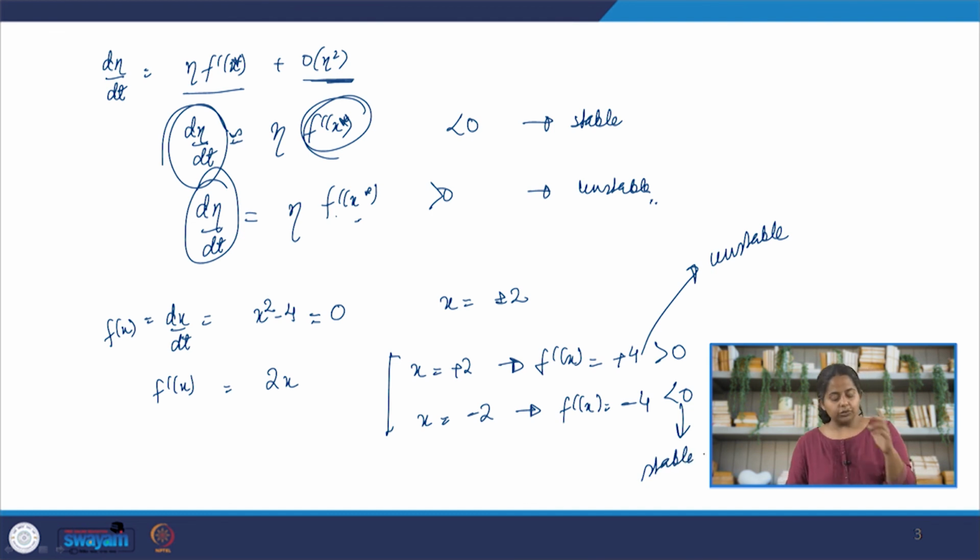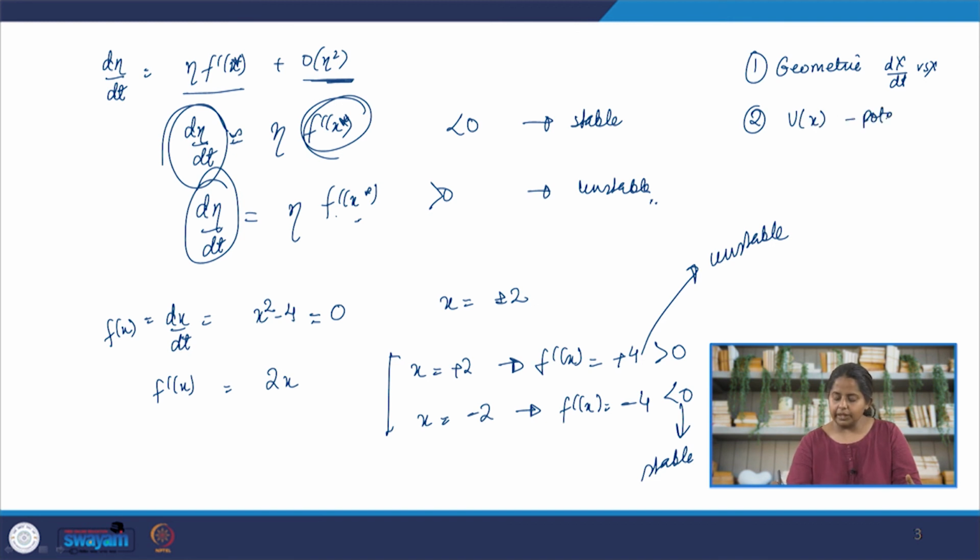So students, now you know 3 different methods of finding out the stability of a fixed point. The first method I covered, because it is the most different from what is typically taught, was the purely geometric approach, where we plotted dx by dt versus x for a one-dimensional system. The second was using the concept of potential V of x, knowing that things move from higher potential towards lower potential. The third is the analytical approach, where we linearize around the fixed point.